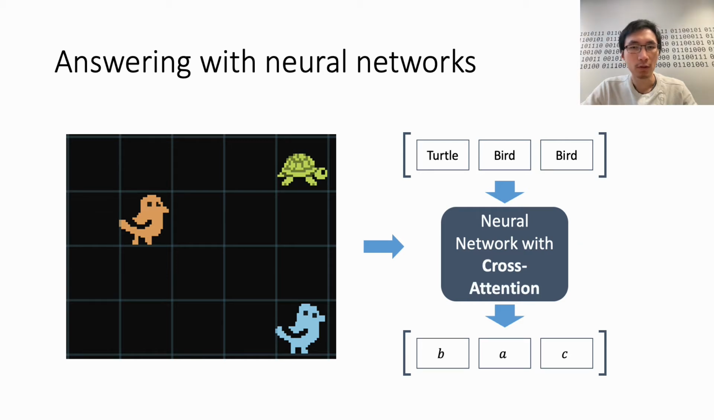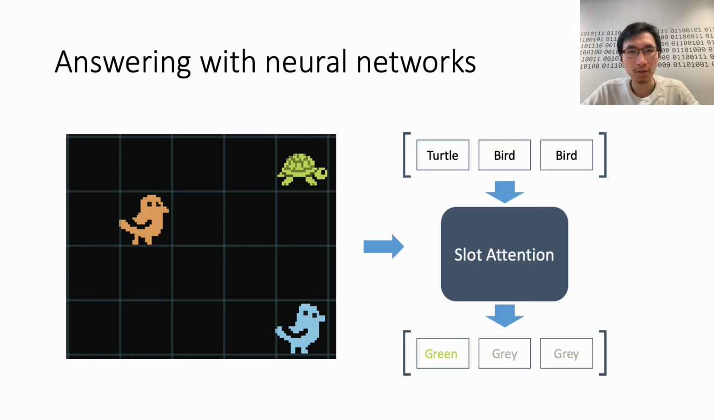To avoid being overly reliant on the order of the set, that is the order of the rows in the matrix, people usually construct the neural network in a way that is permutation equivariant, such as using cross-attention. This means that when the input is changed by a permutation, then the output will also change by the same permutation.